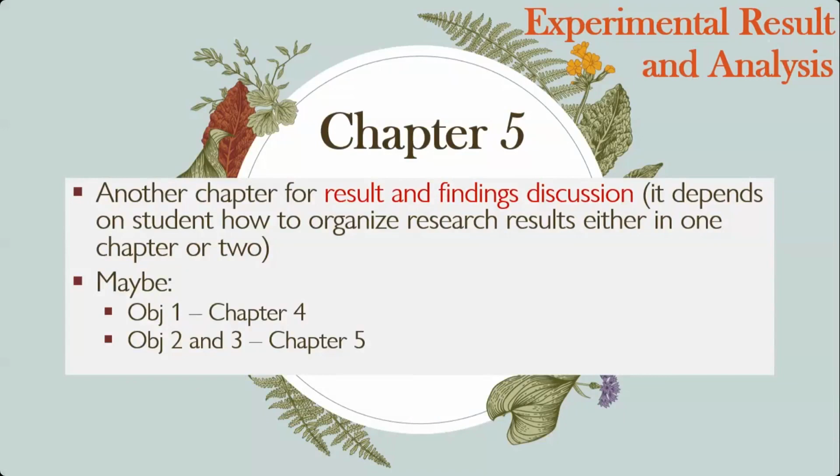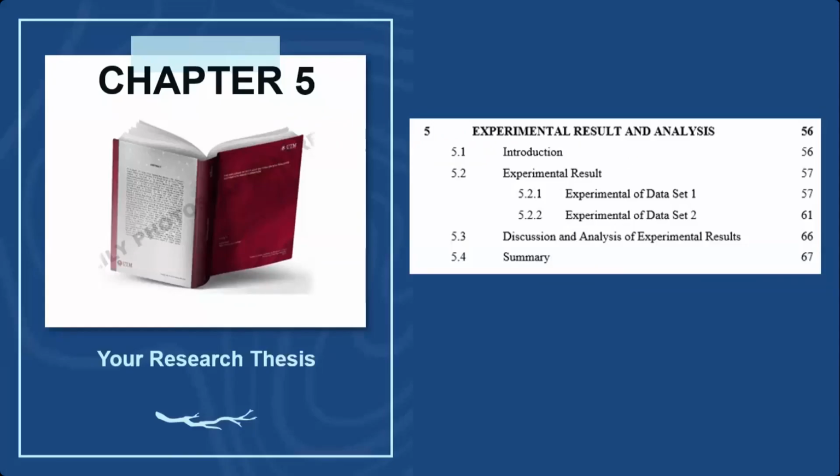It depends how you organize the research results, either in one chapter or two chapters. For a PhD, sometimes they have up to 7 or 8 chapters. Okay, experimental results: you run the experimental set, you do clustering and so on. So you need to show from here.